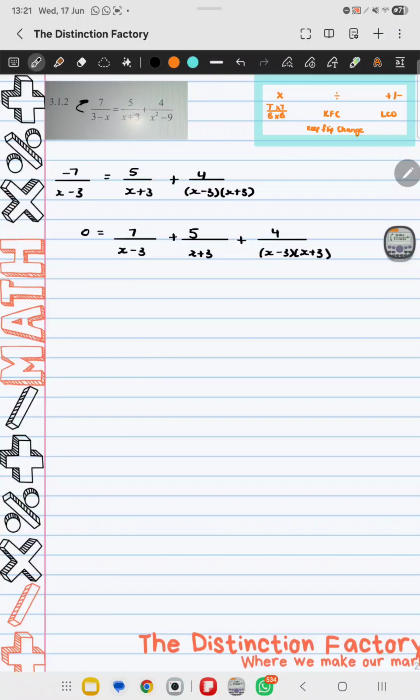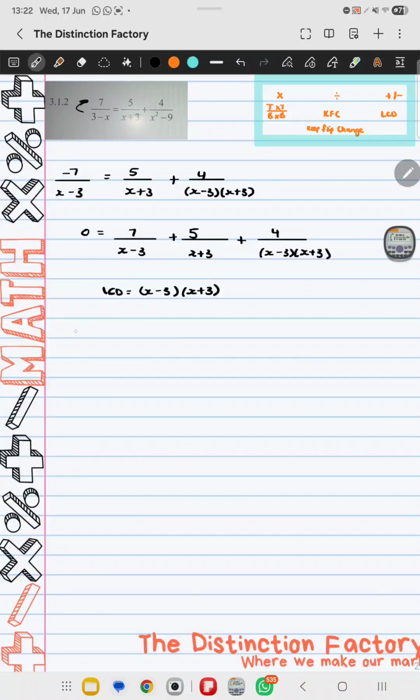Okay, cool. So from here, I can now determine what my LCD is going to be. And in order to do that, you just kind of take all of your denominators and multiply them together. So here we've got an x minus 3. And here we've got an x plus 3. Then we've got this x minus 3, but that's already been accounted for here. And same thing with this x plus 3, it's already been accounted for.